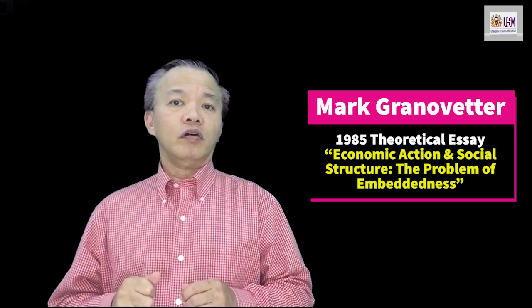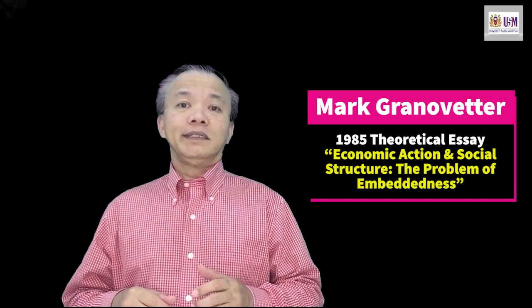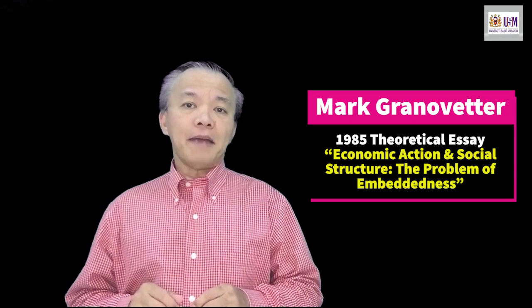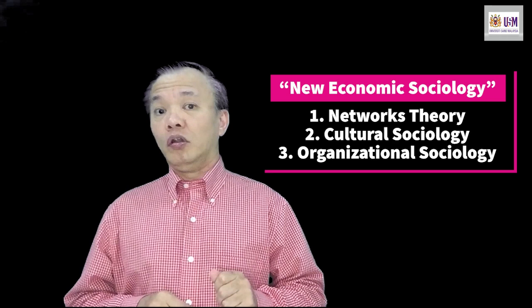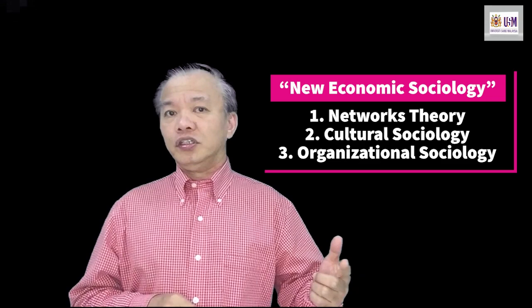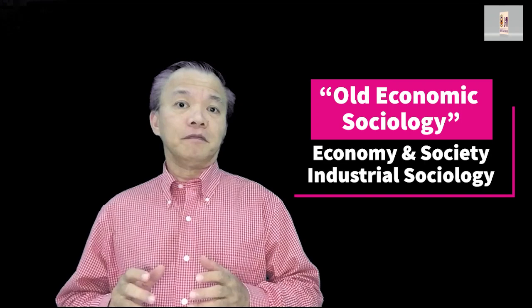The year 1985 marks the point of departure, when new ideas came into focus in a theoretical essay by Mark Granovetter entitled Economic Action and Social Structure: The Problem of Embeddedness. In this article, Granovetter spoke of a new economic sociology that draws on three elements of sociology: network theory, cultural sociology, and organizational sociology. Granovetter associated old economic sociology with the economy and society perspective of Parsons, Smelser, and W. E. Moore, and with industrial sociology.